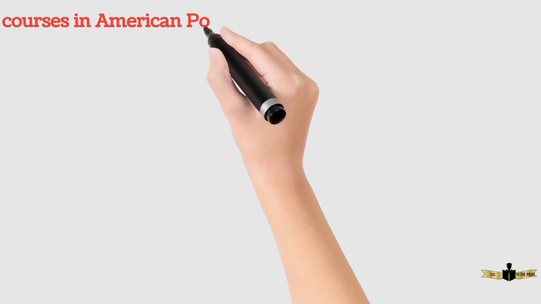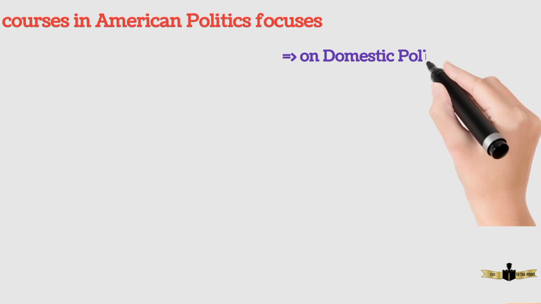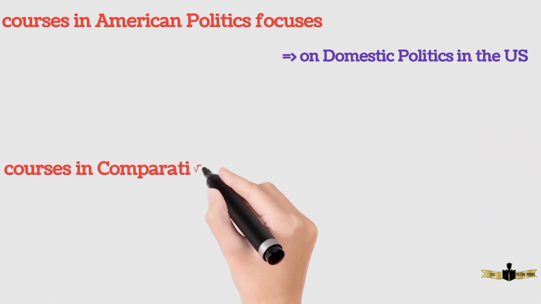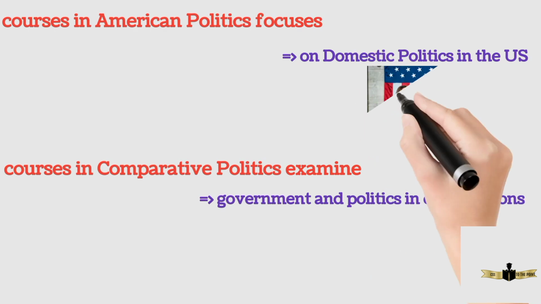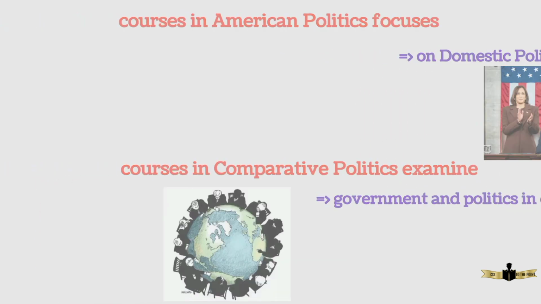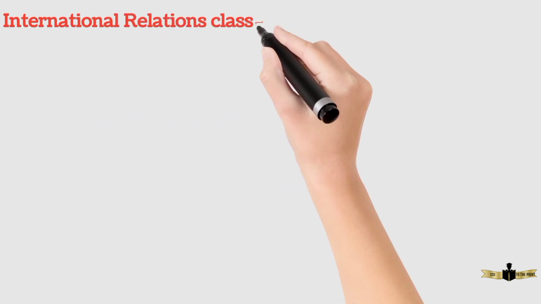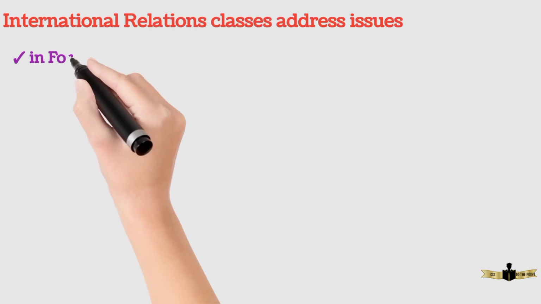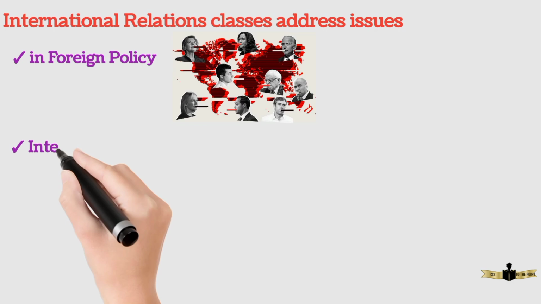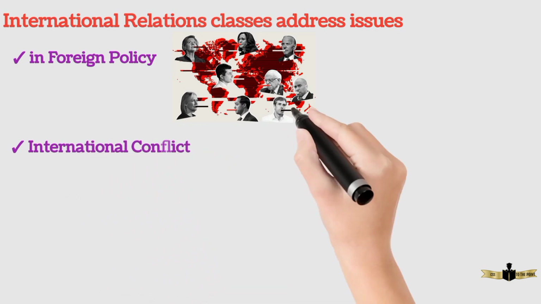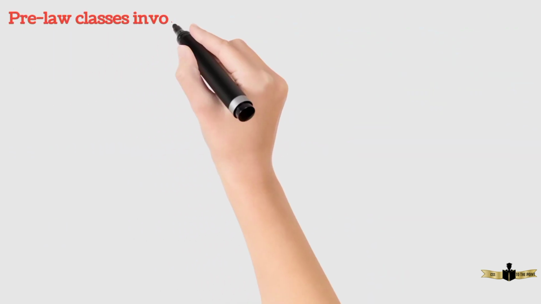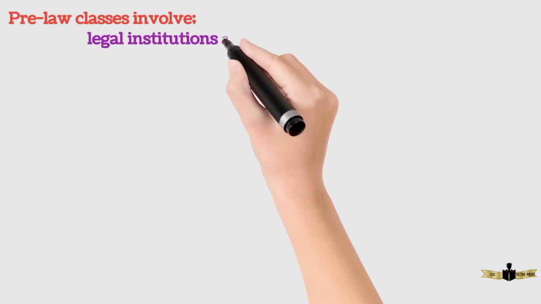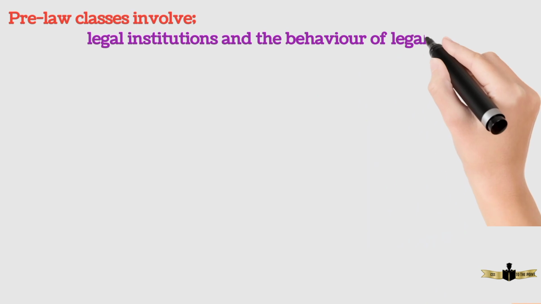Normally, courses in American politics focus on domestic politics in the U.S., while courses in comparative politics examine government and politics in other nations. International relations classes address issues in foreign policy, international conflict, and the institutions intended to govern the interaction between nations. Pre-law classes involve legal institutions and the behavior of legal actors.